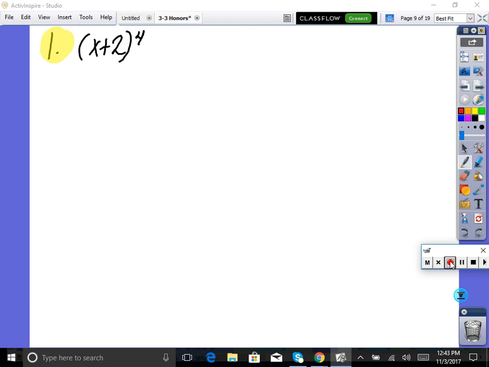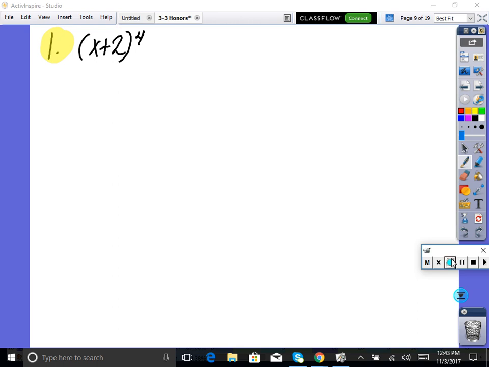Let's do number 1. x plus 2 to the 4th. Now, you might think, oh, it's quicker to just do it by hand. I promise you, once you get the hang of Pascal's triangle, you're going to love it. We don't even have to do the choose thing. That was just to help you understand where that was coming from.